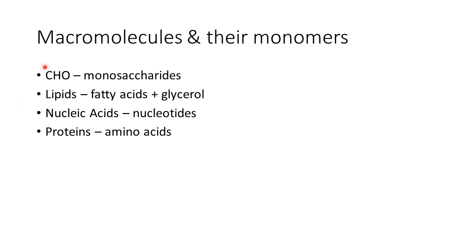By the way, in my world, CHO is carbohydrate. That's just something you'll get used to. We'll talk about it in class, but every carbohydrate is made up of carbon, hydrogen, oxygen, so I just call them CHOs. It's quicker and easier to write. The monomer for a carbohydrate is a monosaccharide.